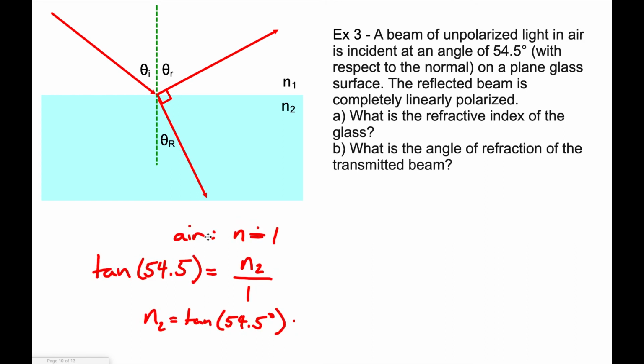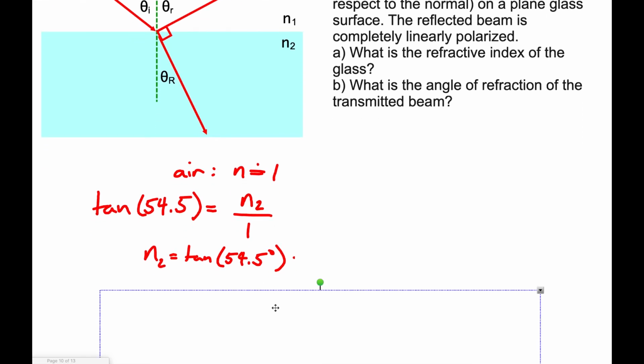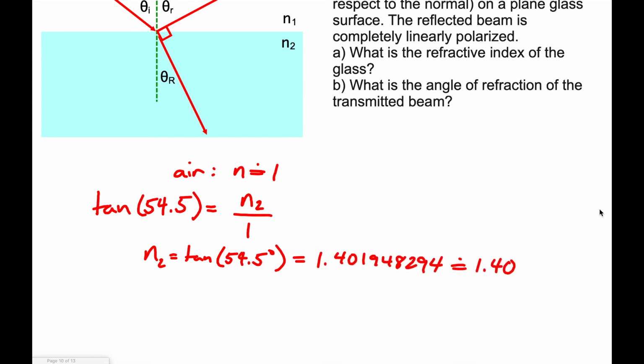Well, we're going to use the condition for the Brewster angle. In air, the index of refraction is pretty much 1. So tan of the Brewster angle, 54.5 degrees, is equal to n2 over 1, which gives us an index of refraction of 1.4.